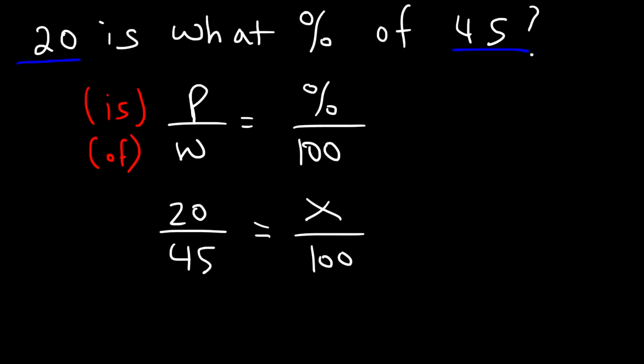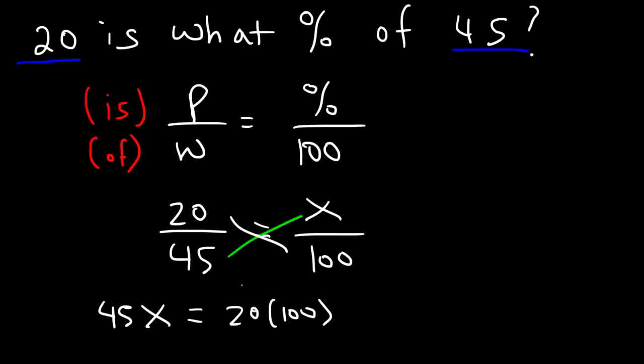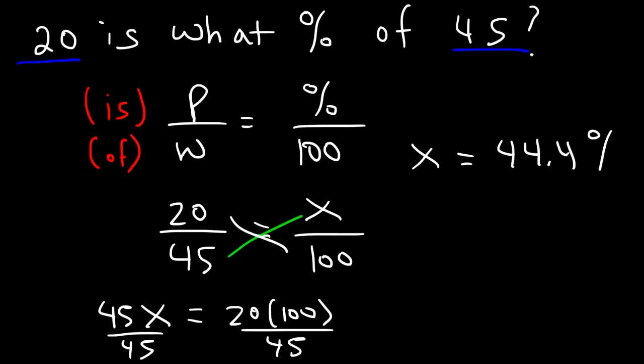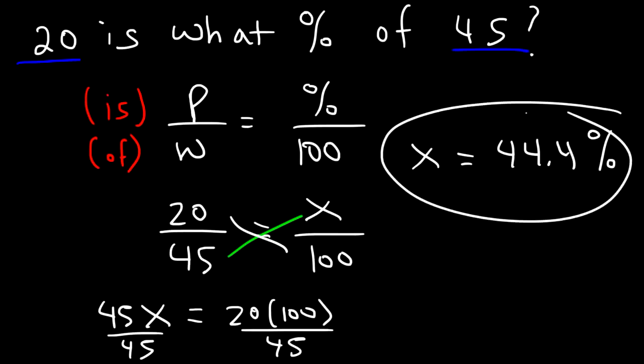So now what we need to do is cross multiply. 45 times X is simply 45X. And then we have 20 times 100, which I'm going to leave like this. Now let's divide both sides by 45. So X is going to be 20 times 100, which is 2,000, and 2,000 divided by 45 is about 44.4. So that's the answer. 20 is 44.4% of 45.